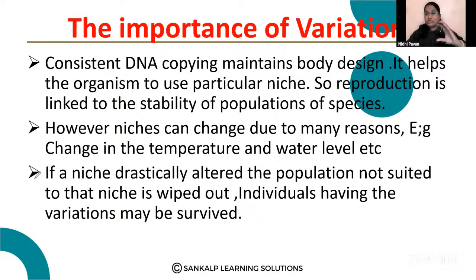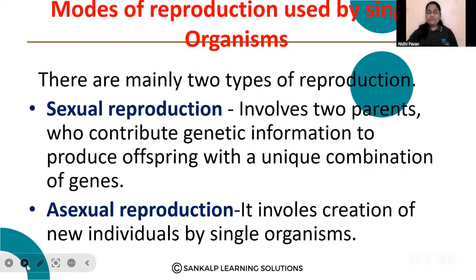To adjust to the environment, variations are necessary. Because of environmental changes, temperature changes, water level, pollution level, and the oxygen level, it changes according to the days, according to the ages. That is why variations are necessary to adjust to the changing environment. So this is about importance of variation.